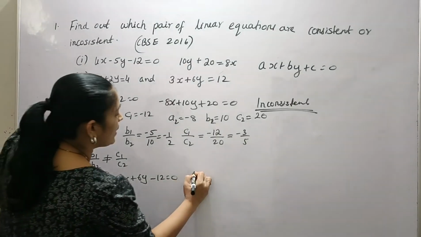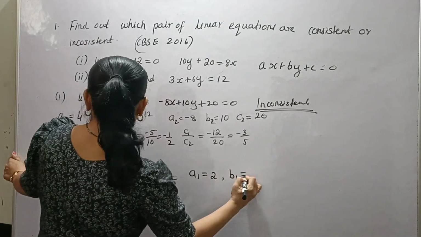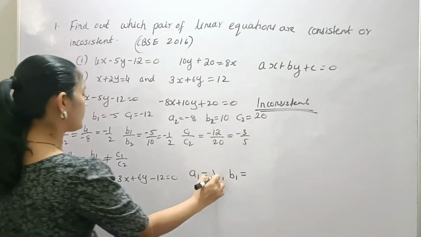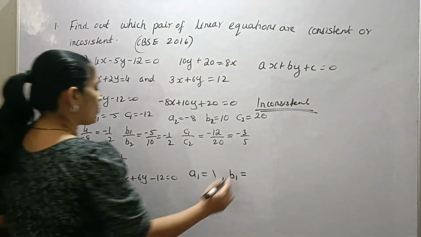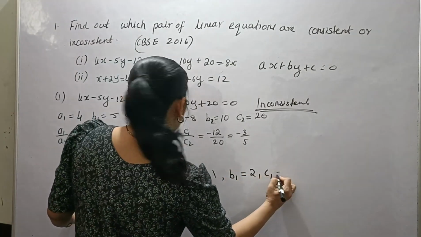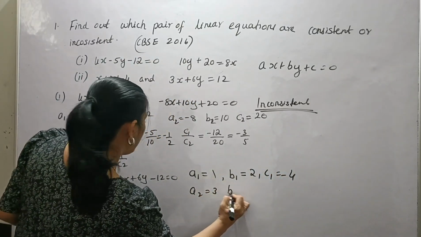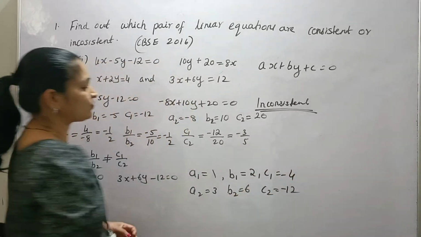Here, a1 is equal to 1. That is the coefficient of x. b1 is equal to 2 and c1 is equal to minus 4. And a2 is equal to 3, b2 is equal to 6, c2 is equal to minus 12.